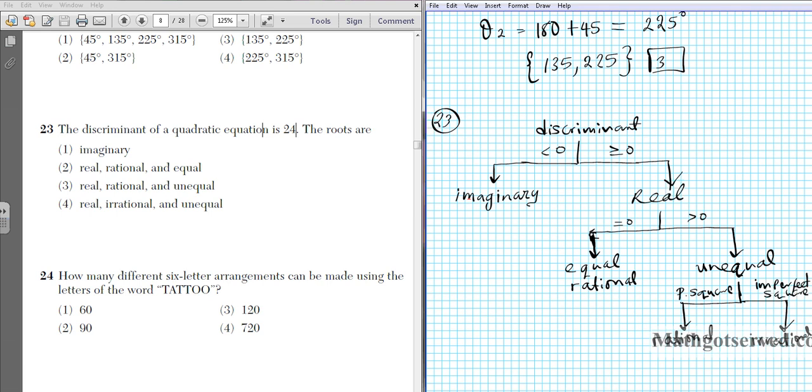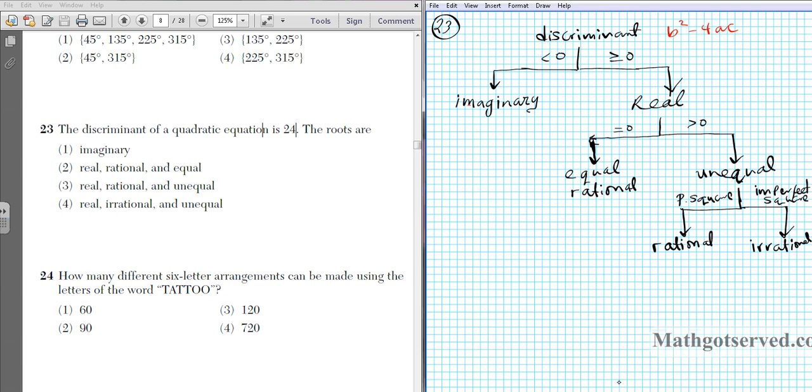Remember, the discriminant is b squared minus 4ac. It's the stuff you have under the square root in the quadratic formula. All right, so this is how you basically break it down. So let's take a look at the number 24. What do you know about 24 using this continuum that we have right here? 24 is not negative. It is greater than or equal to 0, so we go to the right. So we know it's real for sure.